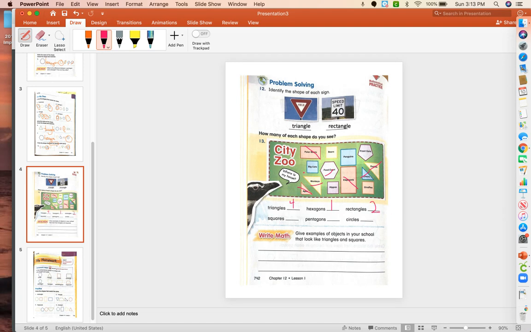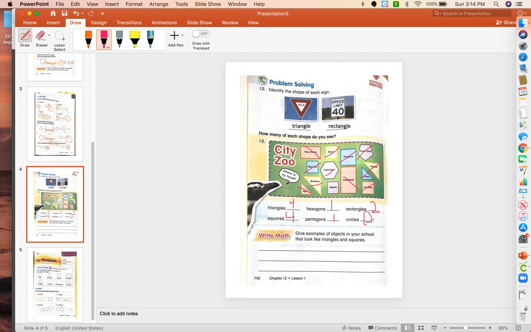How many squares? Big cats, that's 1. Bears, that's 2. Penguins, that's 3. And giraffes, there's 4. Okay. How many pentagons do we have? Pentagons have 5 sides, just the front gate. So just 1 pentagon. And circles. Do we have any circles? Maybe in the zoo and the double O's, but nope, we don't have any, so we're going to put a 0 for circles.